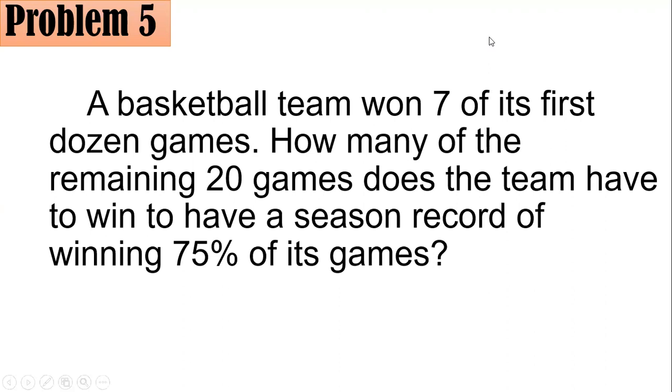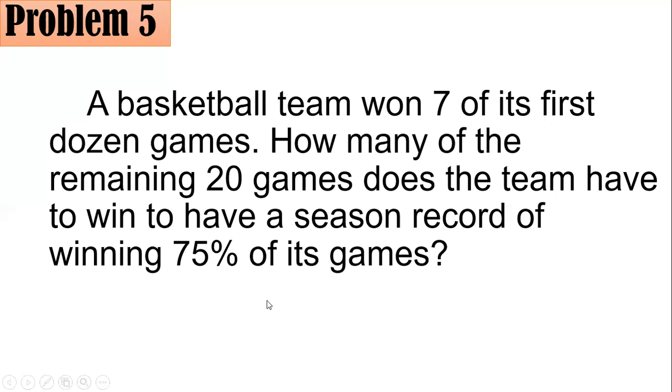Since it's first dozen, that means he won 7 of the 12 games, but then 20 other games. So in total, they have like 32 games to play. And since they won 7 of them, in order to win 75% of the games, they need to win 3/4 of the 32 games. What is 3/4 of 32? 24. And what's the final step? Minus 24 by 7. Exactly.